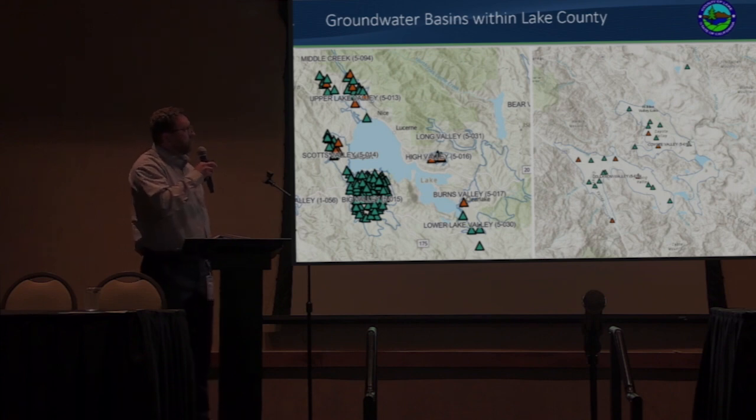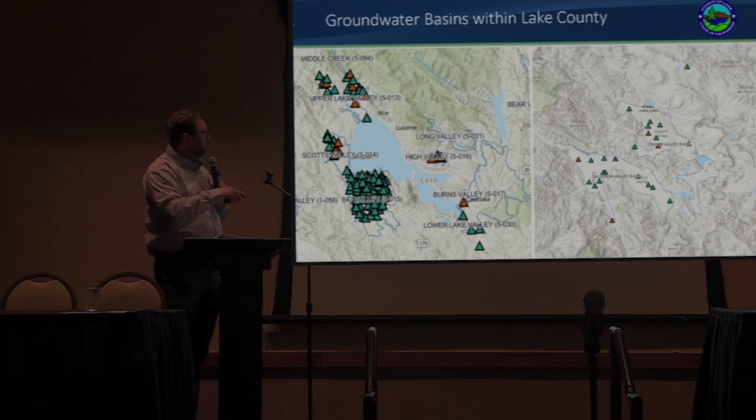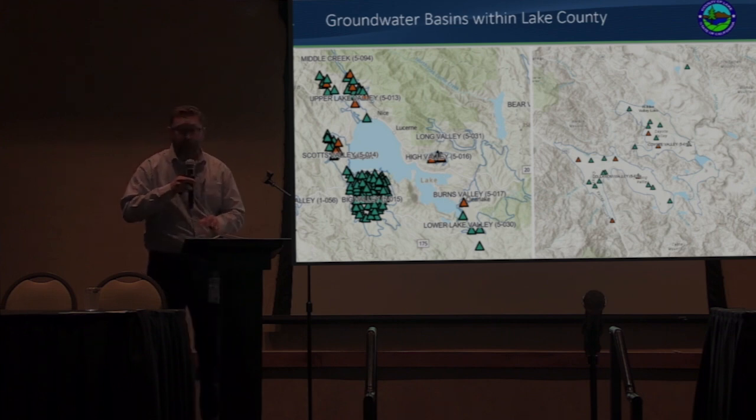So the county has 7 main groundwater basins within the county jurisdiction. And I'll touch on Big Valley a little bit, but we'll start here. We have Scotts Valley aquifer over in Scotts Valley on the western side of the county. We have Upper Lake Valley, Long Valley, High Valley, Burns Valley, and over here on the right down in the Middletown area, we have Coyote Valley and Coyama Valley. I always struggle with that name.